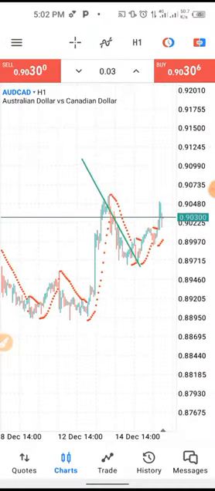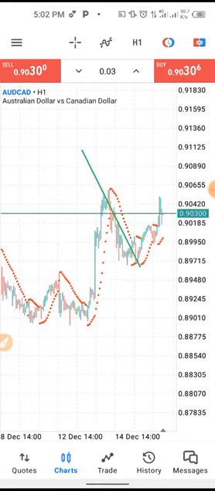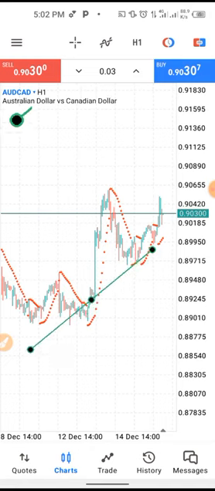So how do we identify the trend of these markets? Okay. So let me just, there's a trend line here. I'll connect some levels together.